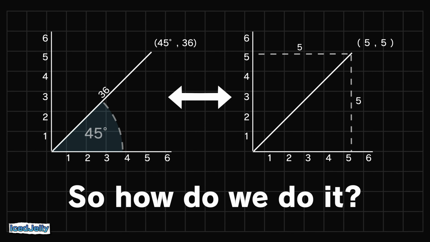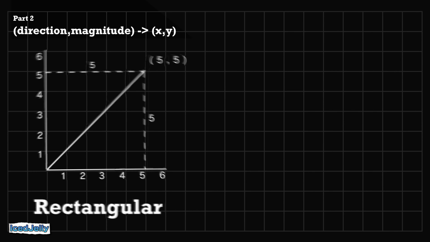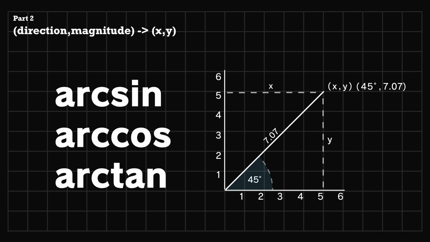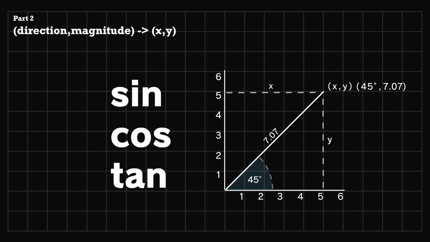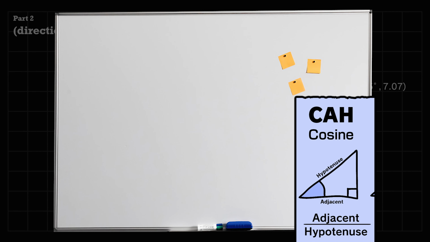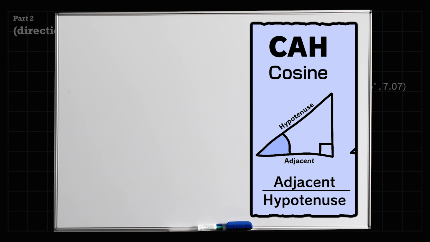So how do we do it? Part 2. Polar to rectangular vector. So here we have our polar vector graph, and let's start by finding x. As I said before, we have to use the inverse trigonometrics to find the angle, and we're going to use the not inverse to find the sides. So to find x, we need to use cosine, since it uses adjacent, so we're going to have to find the adjacent.